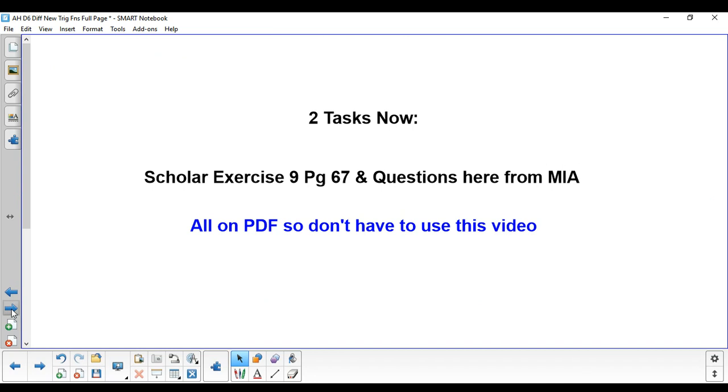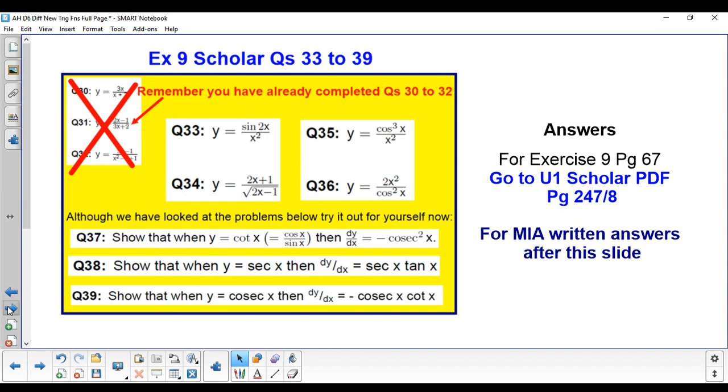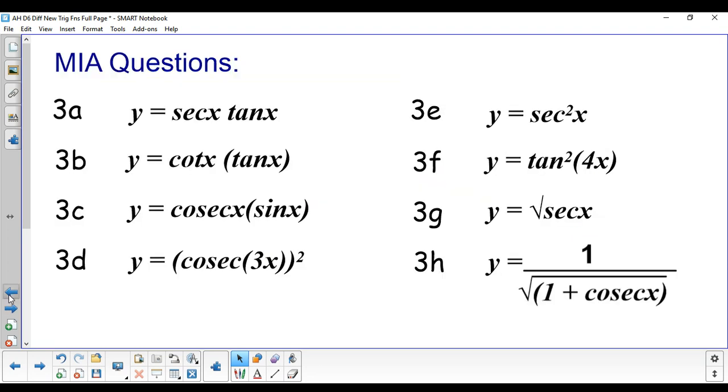Okay, you have 2 tasks now. They're exercise 9 on page 67 and questions from Maths in Action. And they're all in the PDF, so you don't have to use this video. What I want you to do now is try page 24 and 25 of your PDF, and then you'll find these questions, for you to try using all your trig functions. And then in the Scholar exercise 9, you'll find the answers for Scholar in 2, 4, 7, 8, and the Maths in Action are after this slide on your PDF. So you have all questions 30 to 39 in exercise 9, but remember you've already, or you should have already, done 30, 31 and 32. So there's your questions and those ones. Okay, on you go.